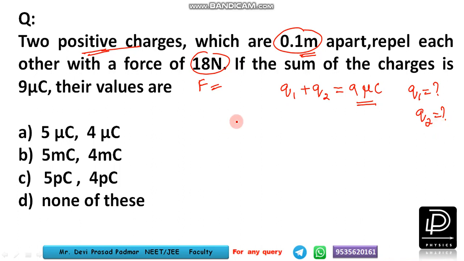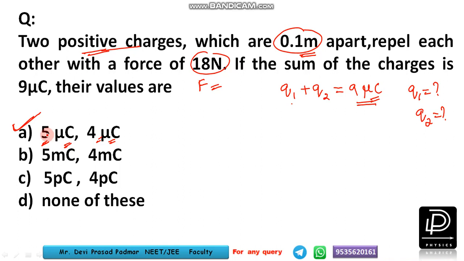Of course, I know you can directly answer this. The option is A. Why? Because 5 plus 4 is 9, right? So Q1 plus Q2 is 9, and the unit is microcoulomb, which is given in microcoulomb here. So you can select option A.